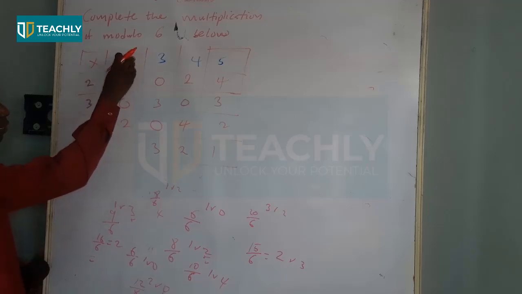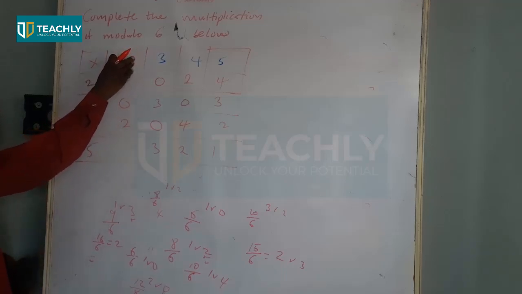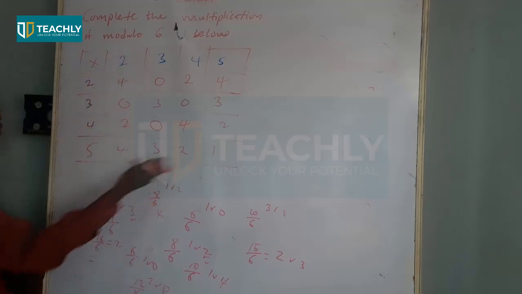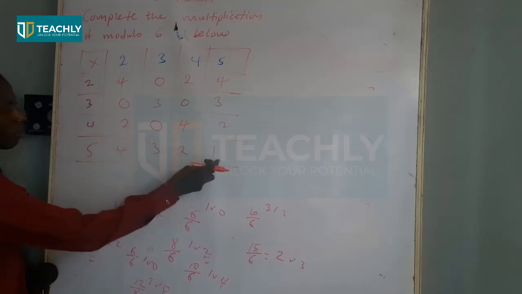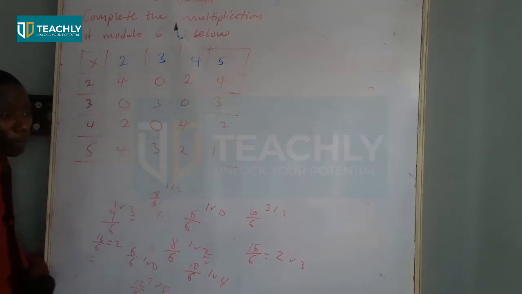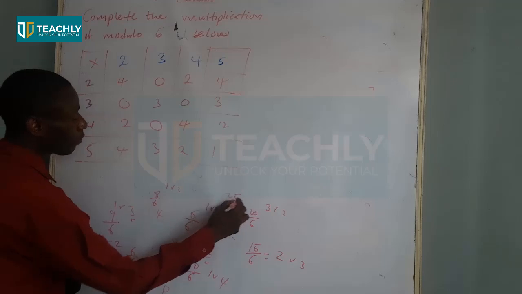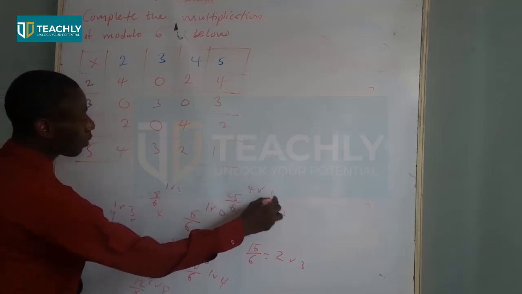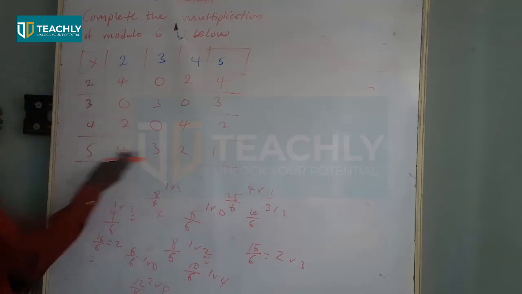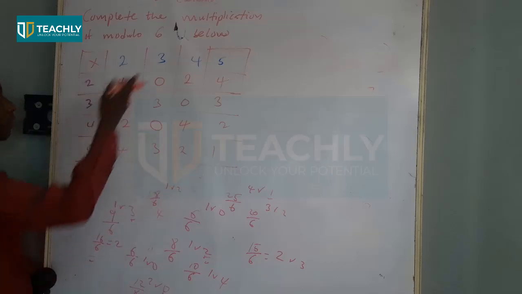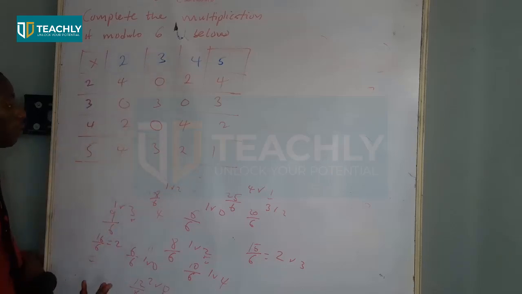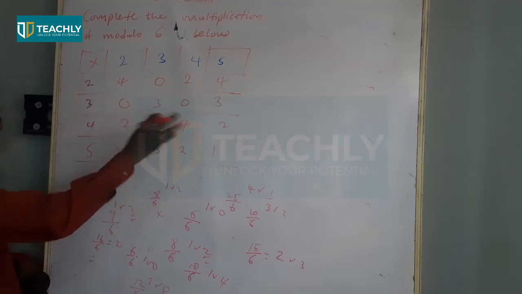And the last one that remains here is 5 times 4, 20. 20 divided by 6, 3 remainder 2. The rest, you've done it, but if you want to confirm whether they are correct or not, come to this one. 5 times 5, 25. 25 divided by 6, you're going to get 4, remainder 1. Now you have 1. 5 times 3, 15. 15 divided by 6, that is 2, remainder 3. So that is the table.